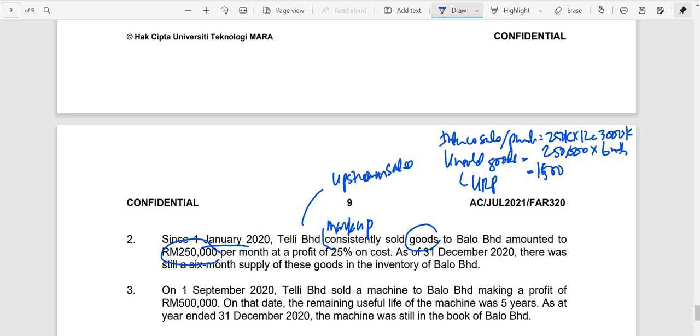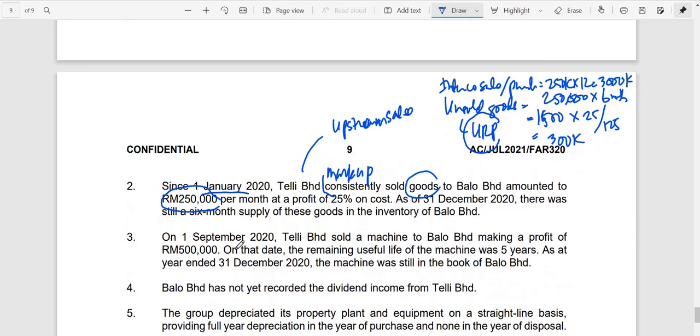This 1.5 million, you need to find out what the unrealized profit is. So unrealized profit would be 1.5 times 25 over 125, and therefore there is an unrealized profit of 300,000. So the unrealized profit also needs to be eliminated. Intercompany sale and purchase also need to be eliminated. So you're going to do that in the consolidated statement of profit or loss. You're going to remove it from the cost of sales for the intercompany purchase, and you're going to remove the sale from the turnover, right? So let's look at that.